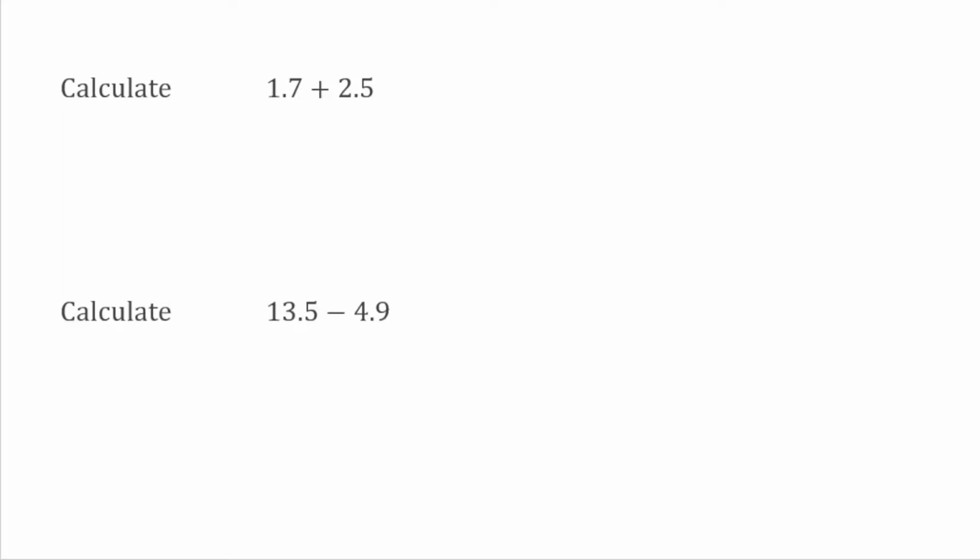So to use the column method, we're going to start with 1.7. We're then going to add, and I'm going to line this 2.5 up in the correct column. So I've got the 2 in the units column, and then I've got the 5 in the tenths column.